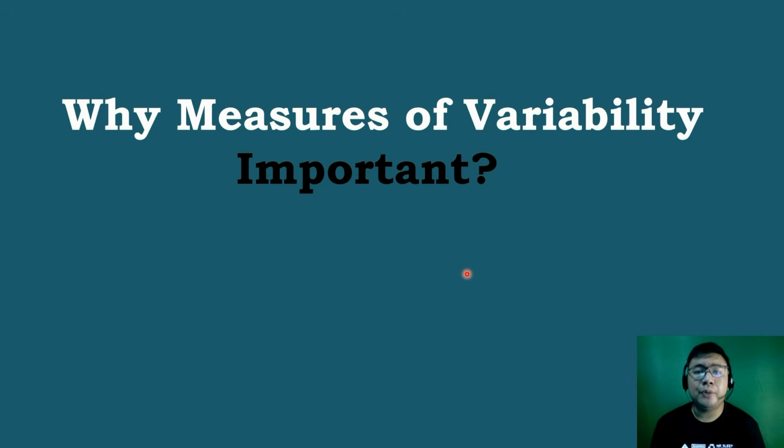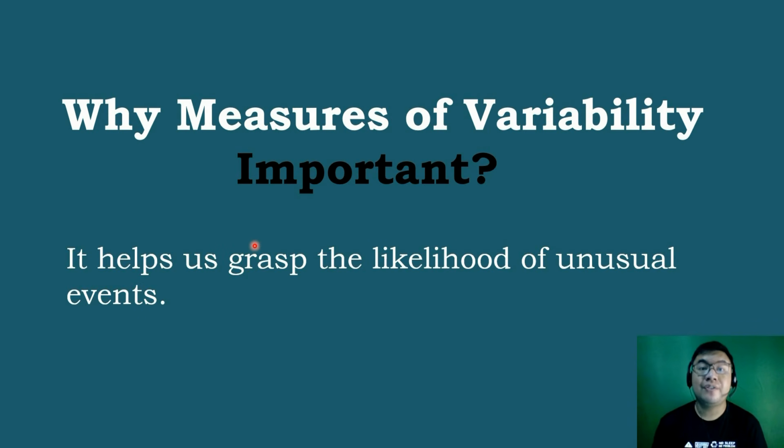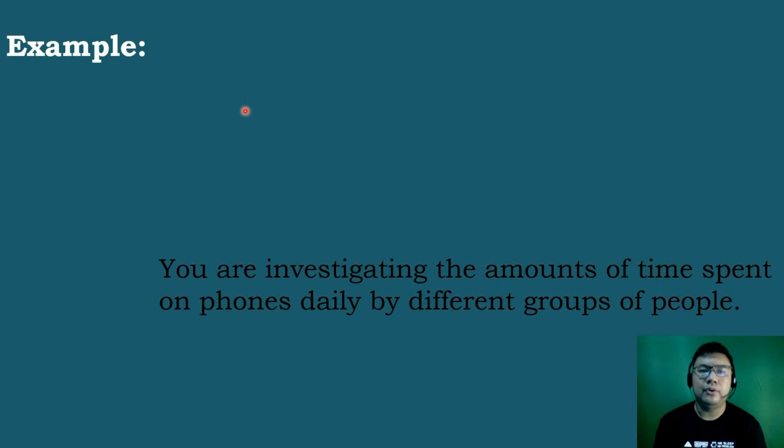If your morning commute takes much longer than the mean travel time, you will be late for work. And if the restaurant dish is much different than how it is usually, you might not like it at all. Some variation is inevitable, but problems occur at the extremes. Therefore, measures of variability help us grasp the likelihood of unusual events. So let's have this example.